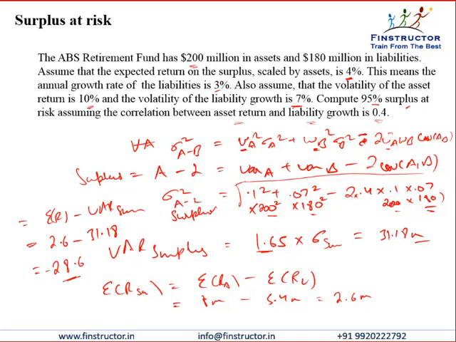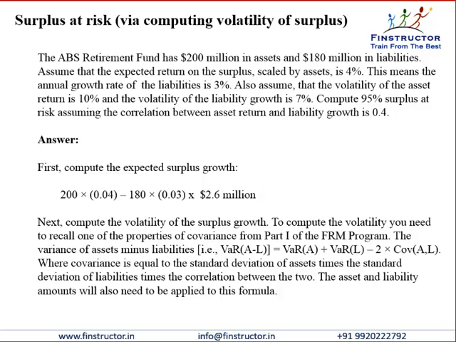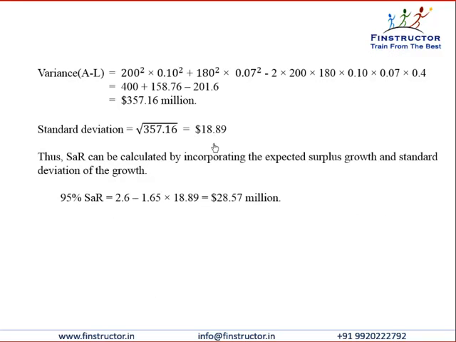In the worst case, that is if the 95% event plays out, then the value can decline by $28.6 million. Expected growth minus the loss, that is approximately $28 million.